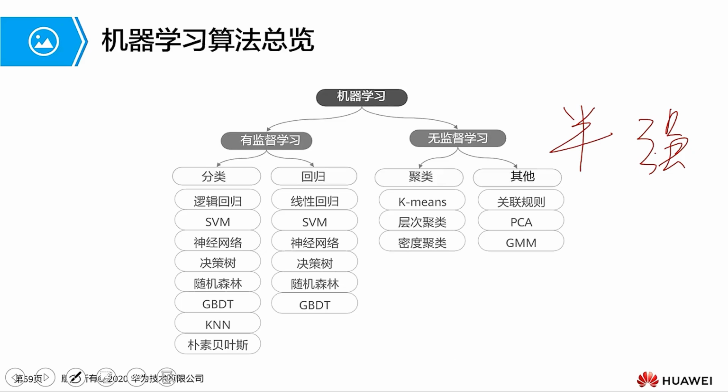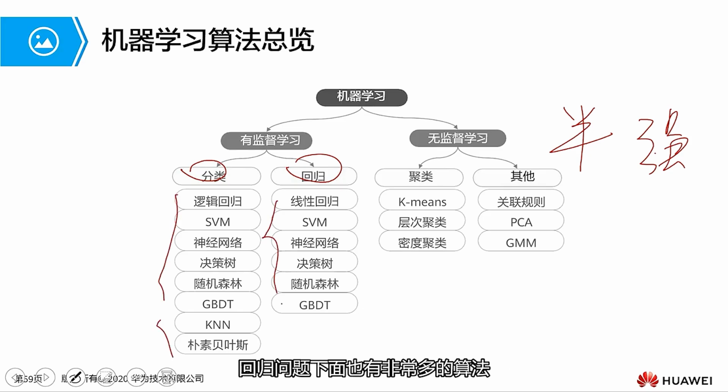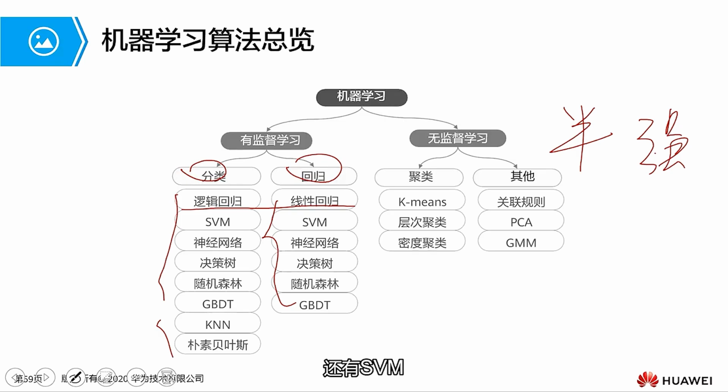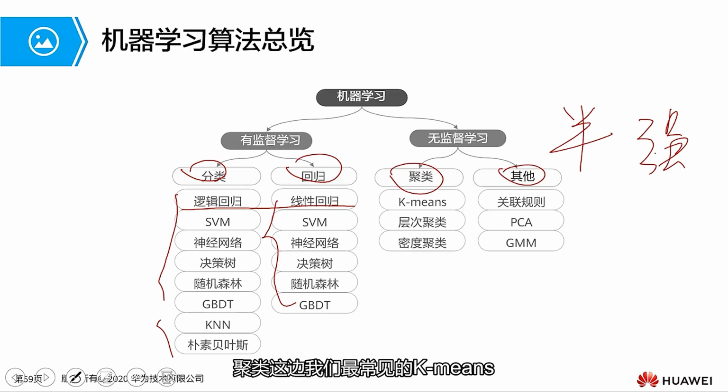In supervised learning, there are classification problems and regression problems. Under the classification problem, there are many algorithms. There are also many algorithms under the topic of regression problems. The most common ones we may encounter are logistic regression and linear regression. There are also SVM, decision trees, and so on. Of course, many algorithms can be used for classification and can also do regression.